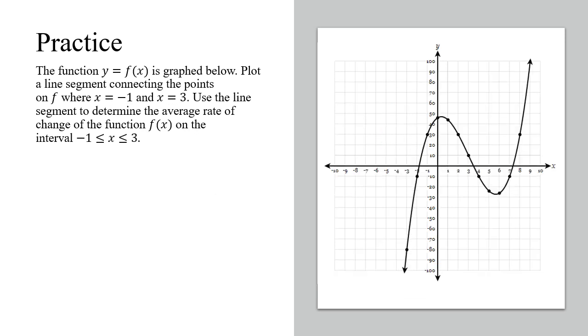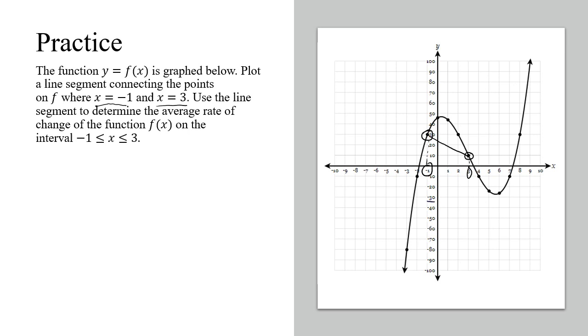Let's try one more example. So in this case, I need to find the average rate of change between -1 and +3. Okay, so first I'm going to look at -1, trace it up, and I see that my point is right here at 30. Then I'm going to go over to +3. At +3, I go up, my point is here. I'm going to draw a line segment between them, and I need to find the slope of that line.